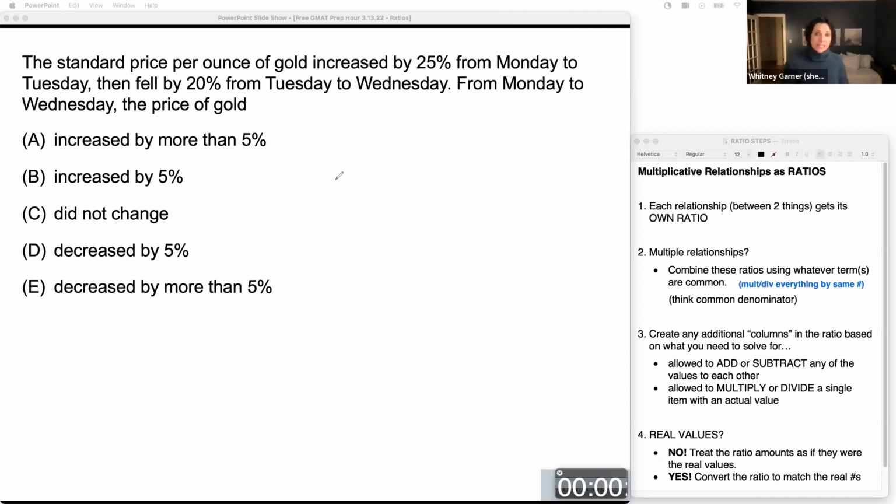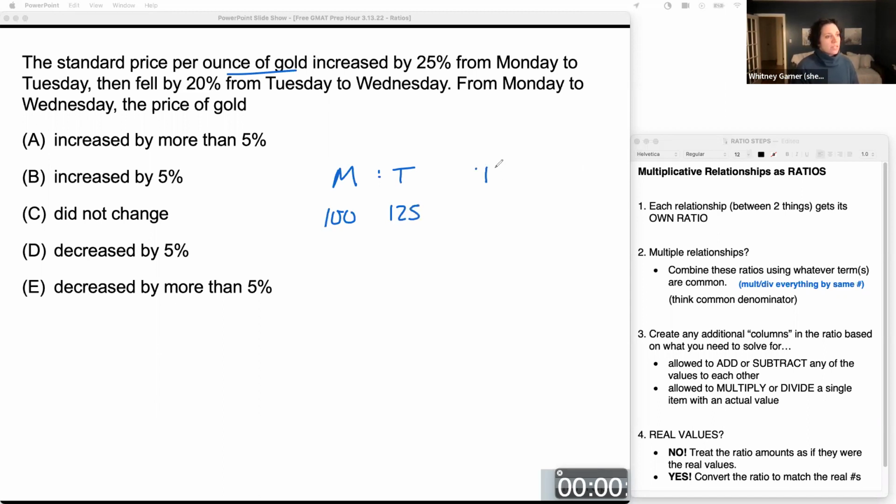So I've got relationships. First, I have a relationship from Monday to Tuesday. Then I have a relationship from Tuesday to Wednesday. Those are two different relationships. So I'm going to write them as two different ratios, which might seem weird, but I'll start with Monday to Tuesday. The price of gold went up by 25%. So that would be like saying it started at $100 and going up to 125.